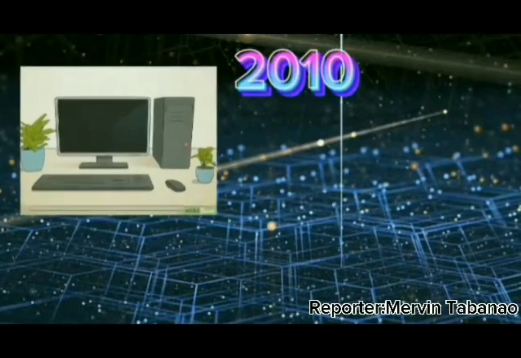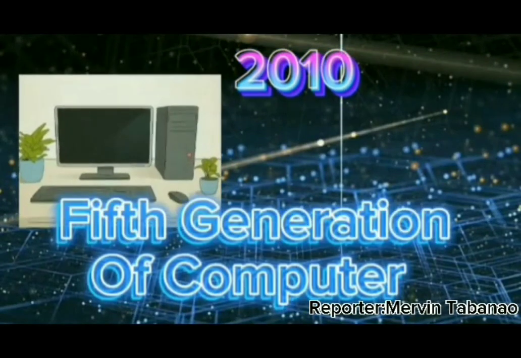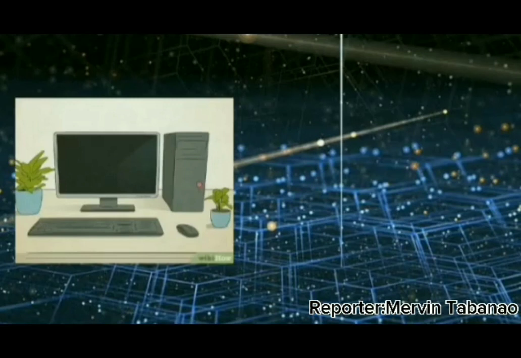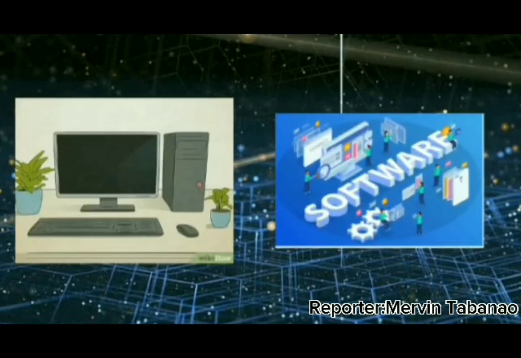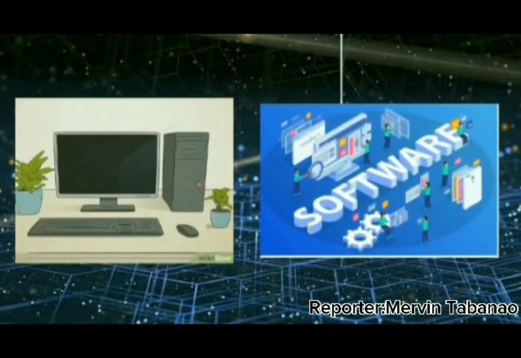Now let's proceed to the fifth generation. The period 2010 till date and beyond is roughly considered the period of the fifth generation of computers. Until then, computer generations were categorized on the basis of hardware only. But in the fifth generation, technology also includes software.